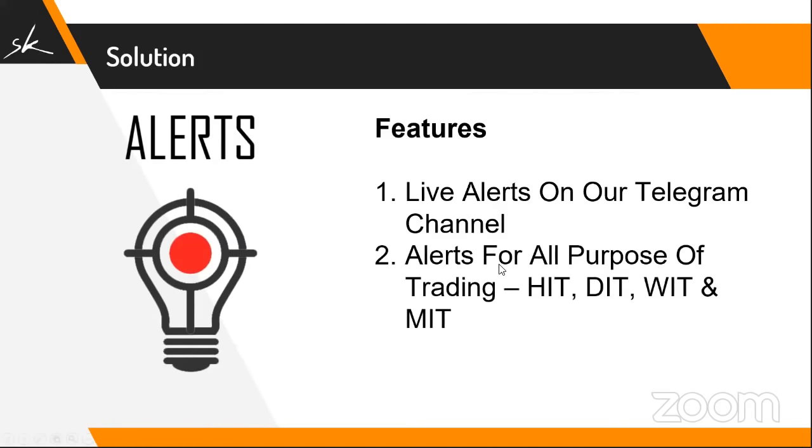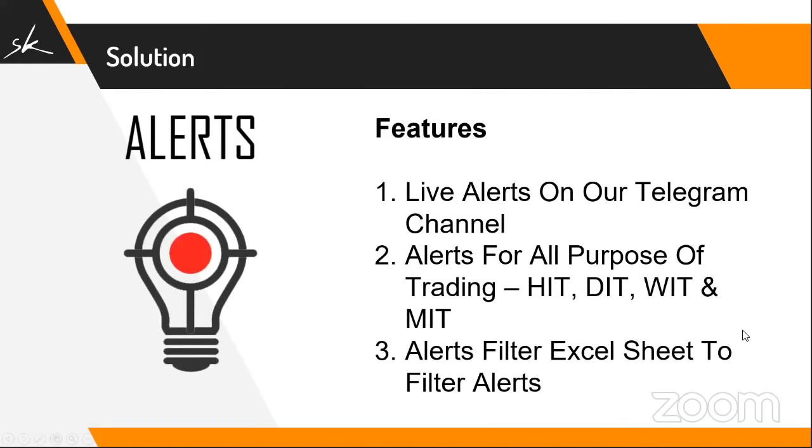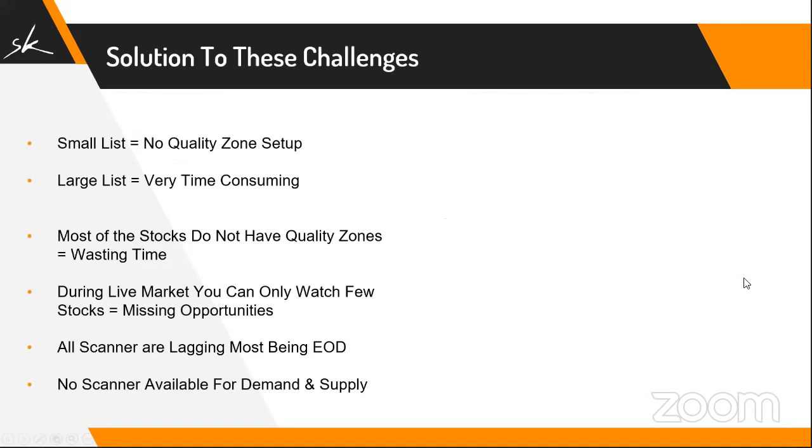The next feature is that, like I already said, you get alerts for all purposes of trades, be that hourly income, daily income, weekly income, or monthly income. And plus, on top of that, we also provide you an Excel sheet which will help you further shortlist. If you have some personal preferences, you can use your personal preferences to further shortlist that list. And I'll be showing you a few examples as we move ahead. So now the challenges which we talked about, right, which was a small list, which means no quality setups at times. Large list means very time consuming. You are wasting a lot of time.